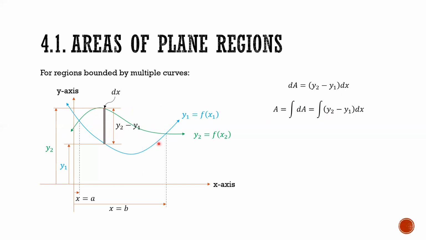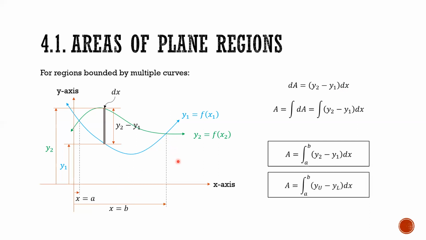So in this case, we must recall how to determine the points of intersection of those curves. However, considering that we have determined them ahead, let's say this point is at x is equal to a, and this point is at x is equal to b. So therefore, the limits will be from a to b: the integral from a to b of y sub 2 minus y sub 1 times dx. Now, personally, I would like to write this equation in this manner.